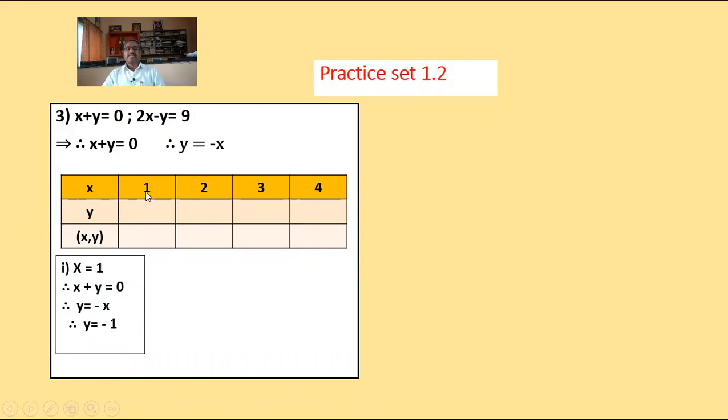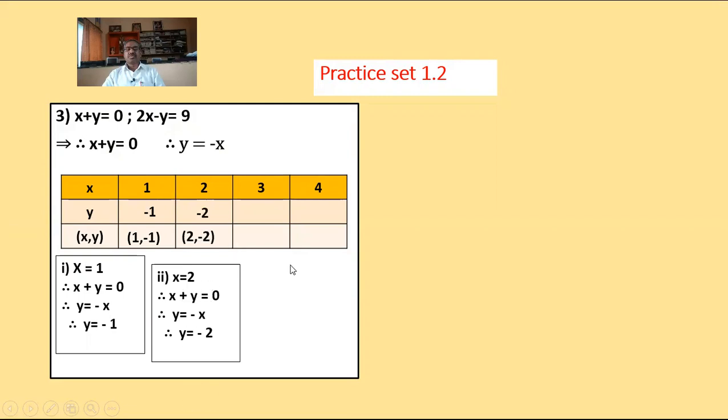First, we consider x coordinates 1, 2, 3, 4, then we get the corresponding y coordinates. Therefore x is equal to 1, y is equal to minus x, so y is equal to minus 1 and the coordinate is (1, -1). Second, x is equal to 2, therefore y is equal to minus 2, coordinate (2, -2). x is equal to 3, therefore y is equal to minus 3, coordinate (3, -3). And x is equal to 4, then y is equal to minus 4 and the coordinate is (4, -4).